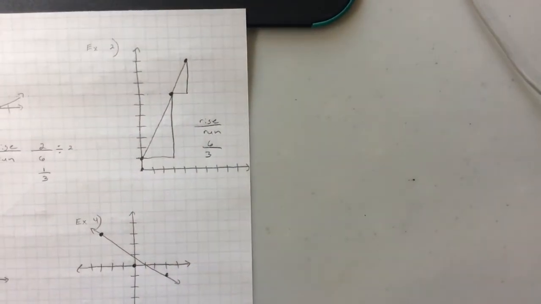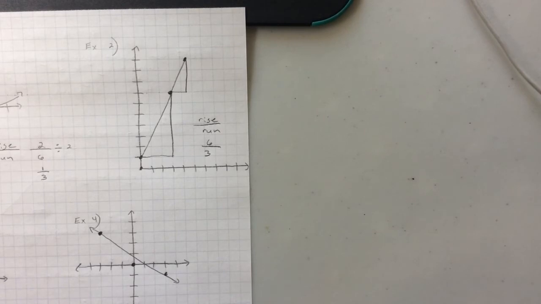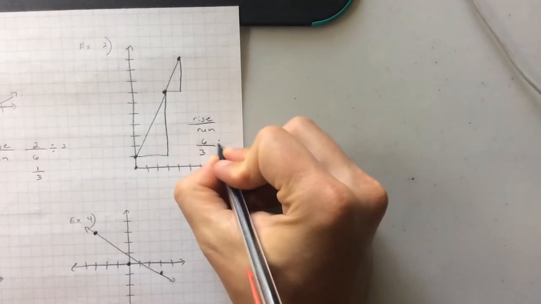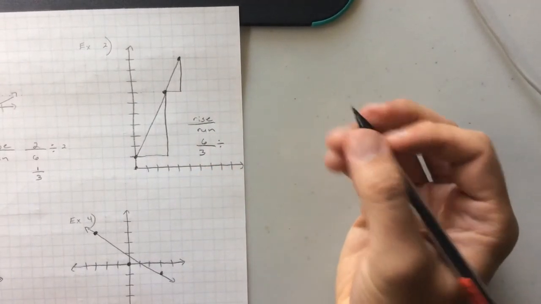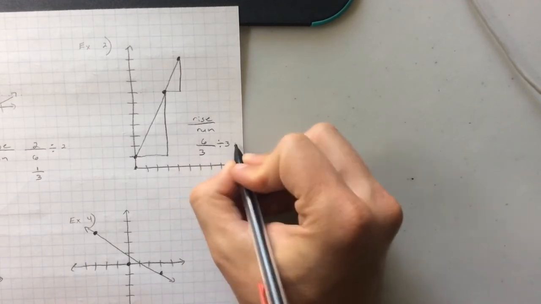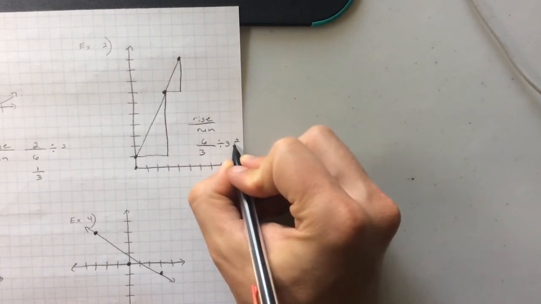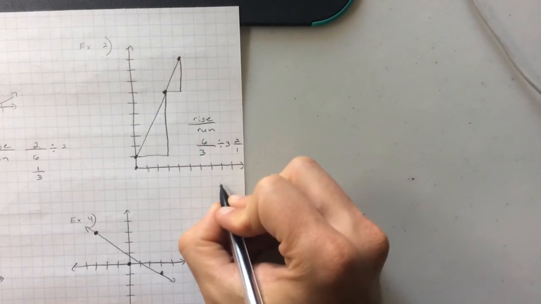Okay, now once again, what did I tell you? We have to simplify that. What can I divide both 6 and 3 by? Well, we can divide them both by 3. If I do that, 6 divided by 3 is going to give me 2. 3 divided by 3 is going to give me 1, and so therefore my slope is just going to be 2.